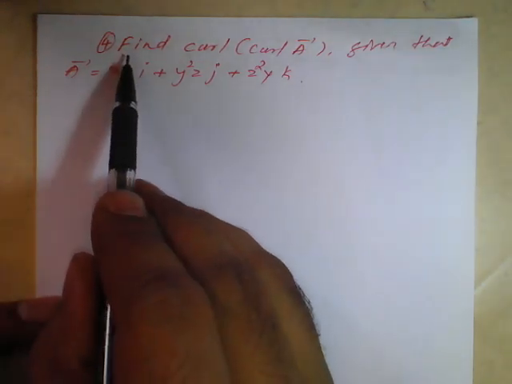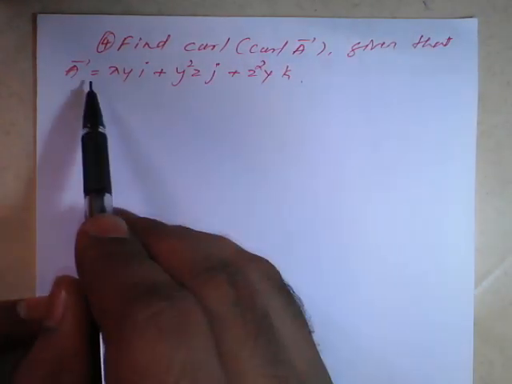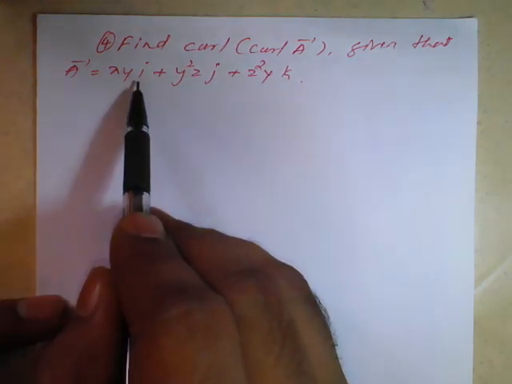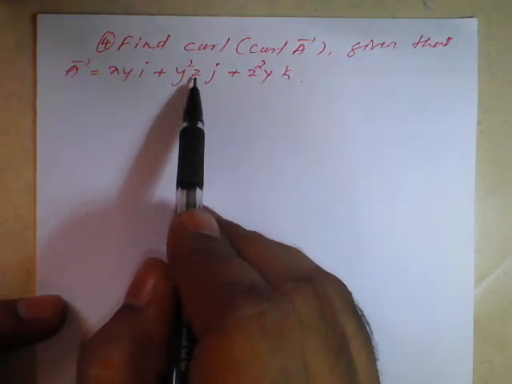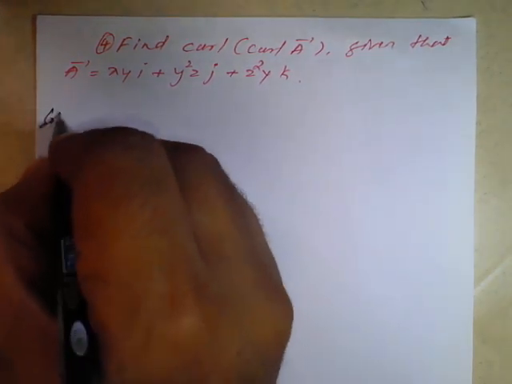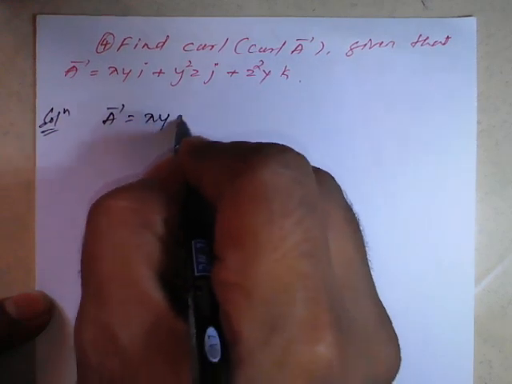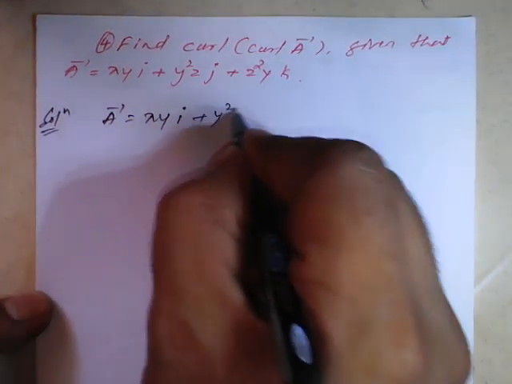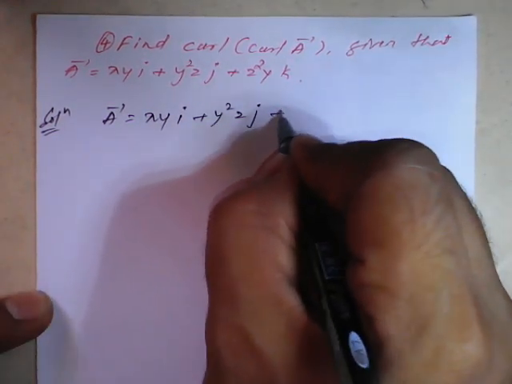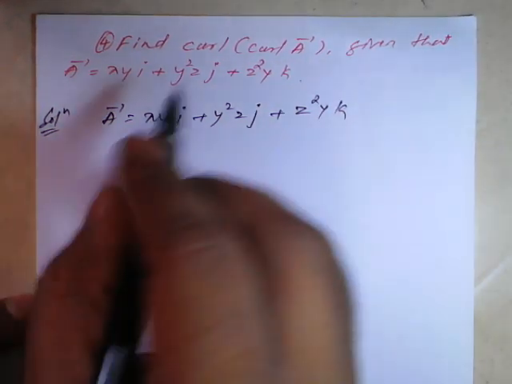So the next example is: find the curl of vector A, given that vector A is equal to xy i plus y squared z of j plus z squared y of k. Solution. Given vector A is equal to xy i plus y squared z of j plus z squared y of k.